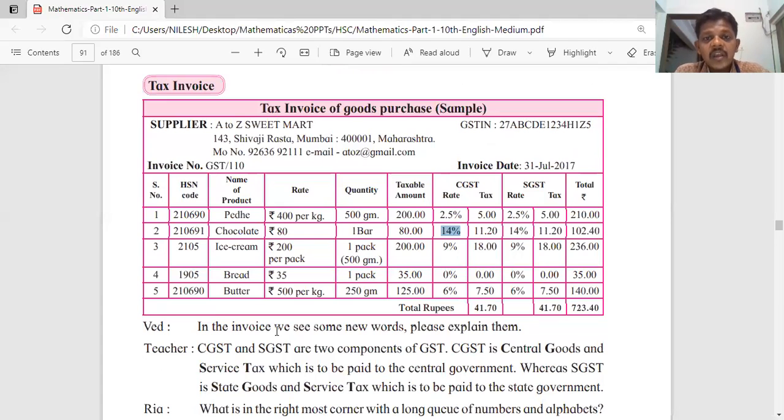Now, when you go to DMart, you will always get a bill. Even the DMart bill will have all these things in it. It will have the supplier's name as DMart.